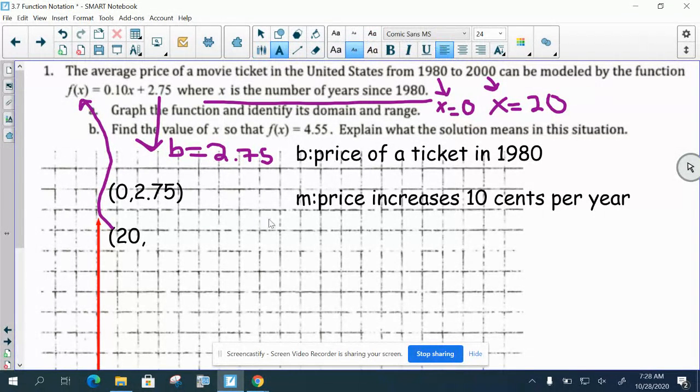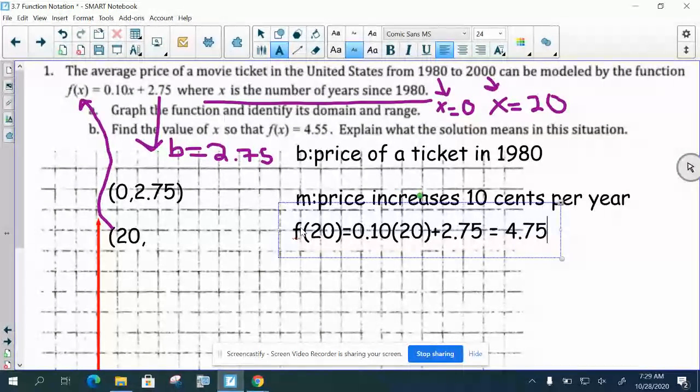So here, what's f of 20? What's the price in 2000? Well, let's go ahead and plug it in. So 0.10 times 20, close parentheses, plus 2.75. If you plug that into your calculator, you're going to get $4.75. Okay, so the other coordinate we're going to plot then would be 20.